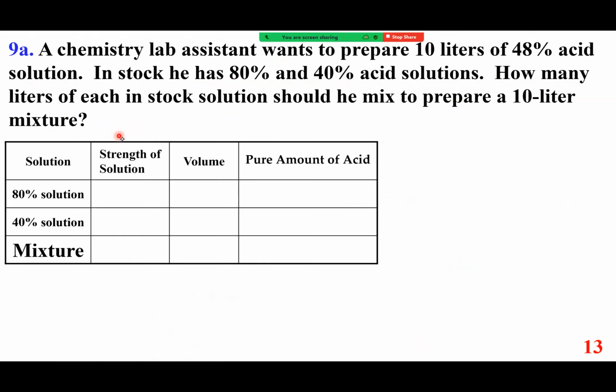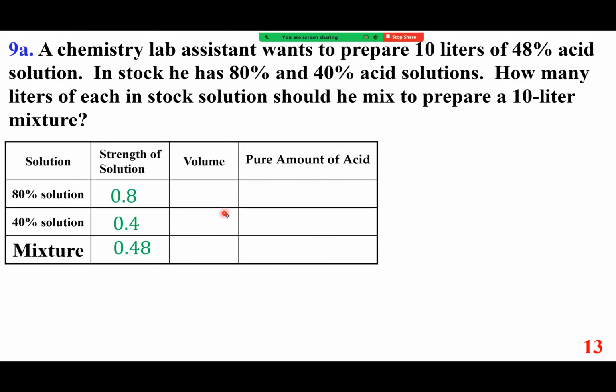So we have to come up with a table. We have 80% solution, 40% solution. We want to mix the two. And so whether you write this or not, you can keep it as 80% or 0.8 versus 0.4. And when we mix them, what do we get? 0.48 or 48%. So these two, you can right here put 48% or 0.48. That's it.